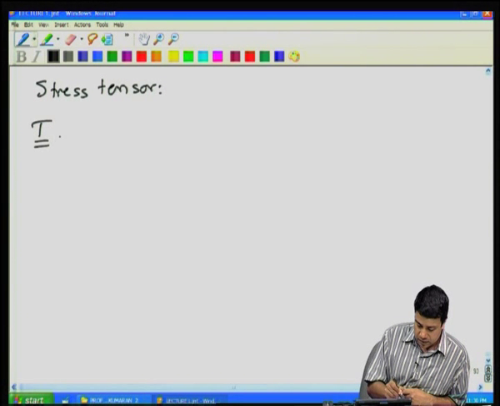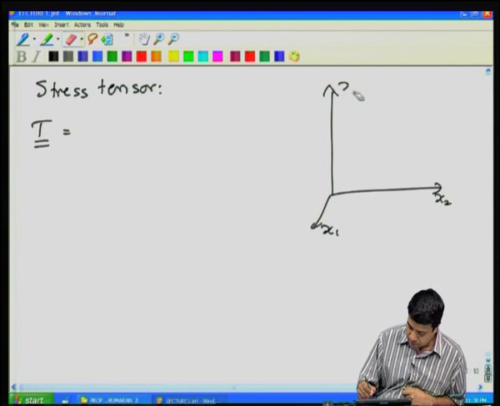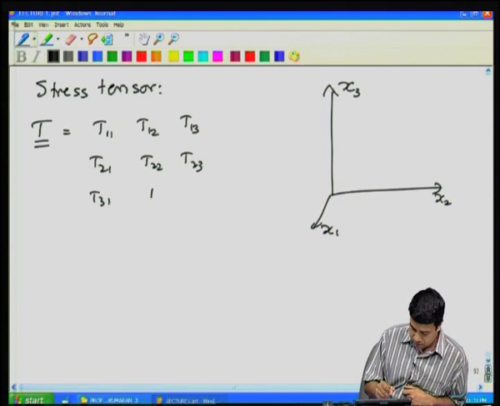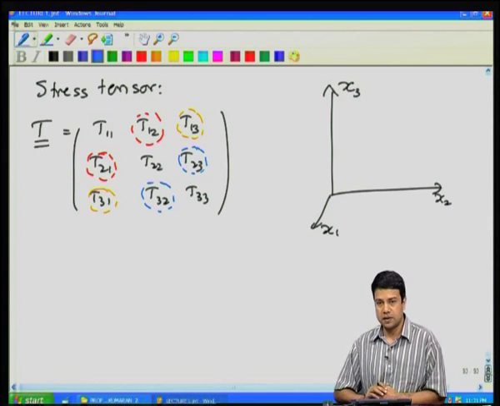Okay. T, the second order stress tensor, Txx, Txy. It is symmetric, therefore, these two are equal, these two are equal, and these two are equal. 6 independent components, okay, symmetric stress tensor.